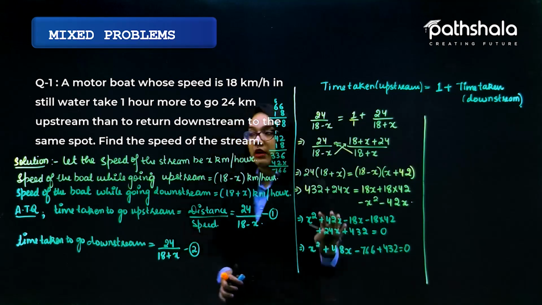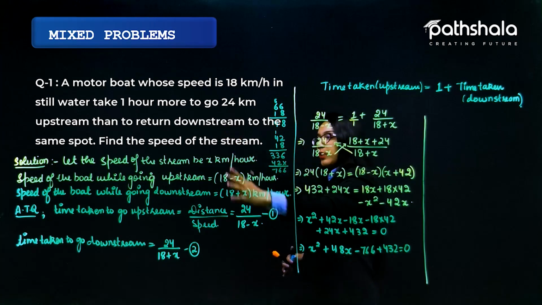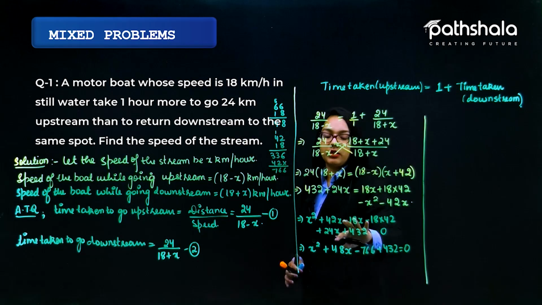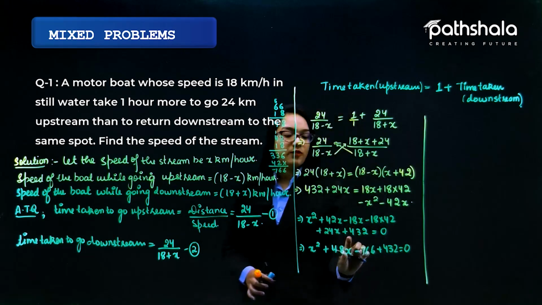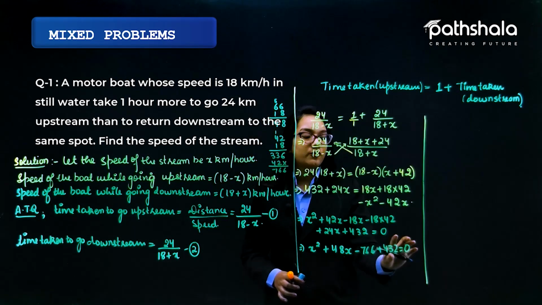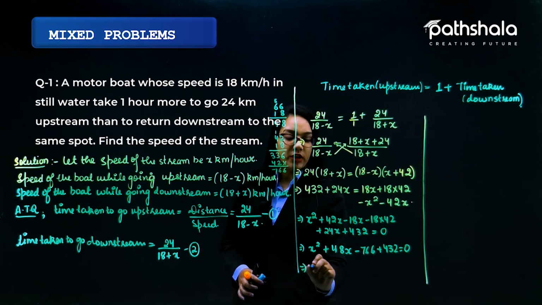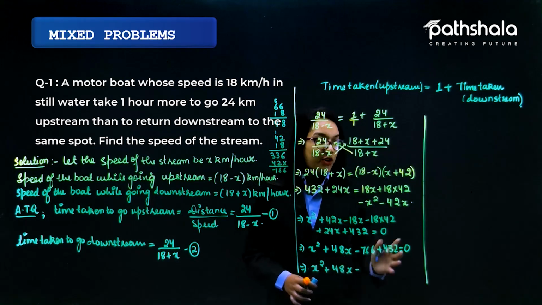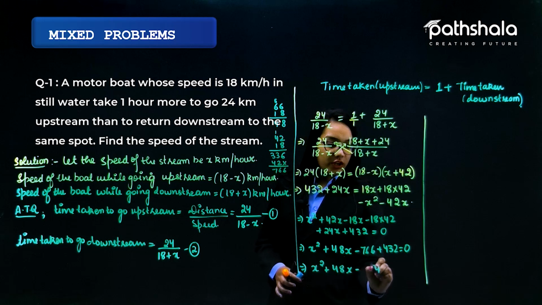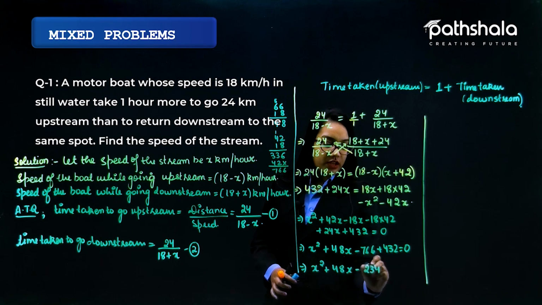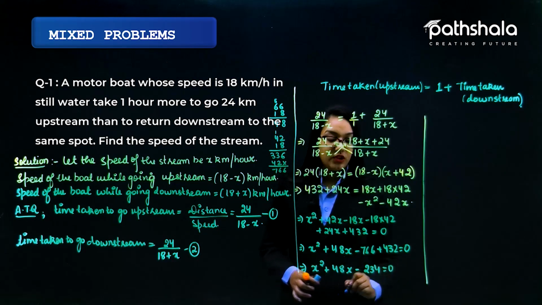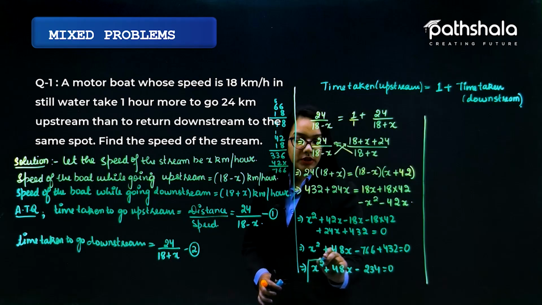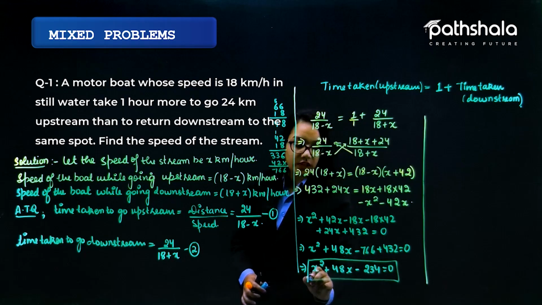As you can see, from this particular equation, we have transformed the equation into x square plus 48x minus 756 plus 432 is equal to 0. Now furthermore, we can write it as x square plus 48 of x minus, let's just subtract the terms. We have 4 over here, we have 3 over here, we have 2 over here. This is 324, which is equal to 0. Now this is nothing but the quadratic equation that we are getting.